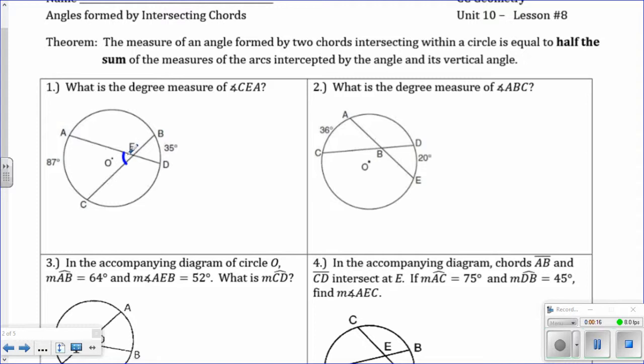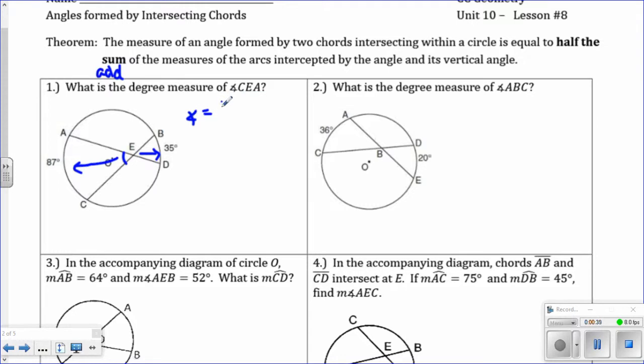If you look at the theorem up above, it says this angle is equal to half of the sum, which means add, half of the sum of the intercepted arcs. So in this case, what we're going to do is add together the intercepted arcs, which are the arcs in front and behind, and take half of it. To get the angle, I like to write it out as an equation. You'll see once we get to number 3 why I do this.